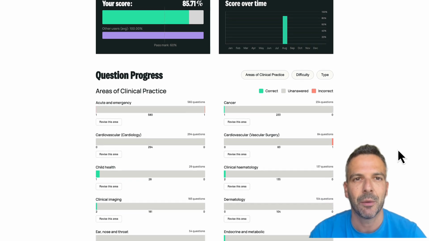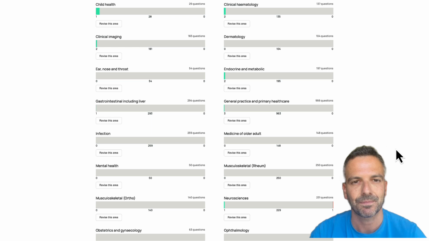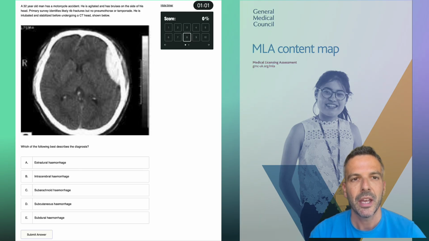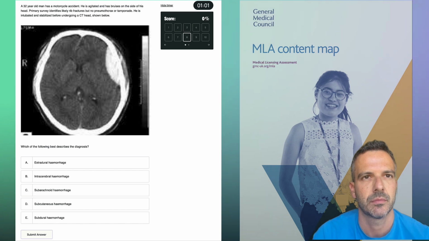I'm Ziad, and today we're going to do a question with a radiology image included to help you practice. So let's try this question here. A 32-year-old man has a motorcycle accident. He is agitated and has bruises on the side of his head. Primary survey identifies likely rib fractures, but no pneumothorax or tamponade. He is intubated and stabilized before undergoing a CT head.